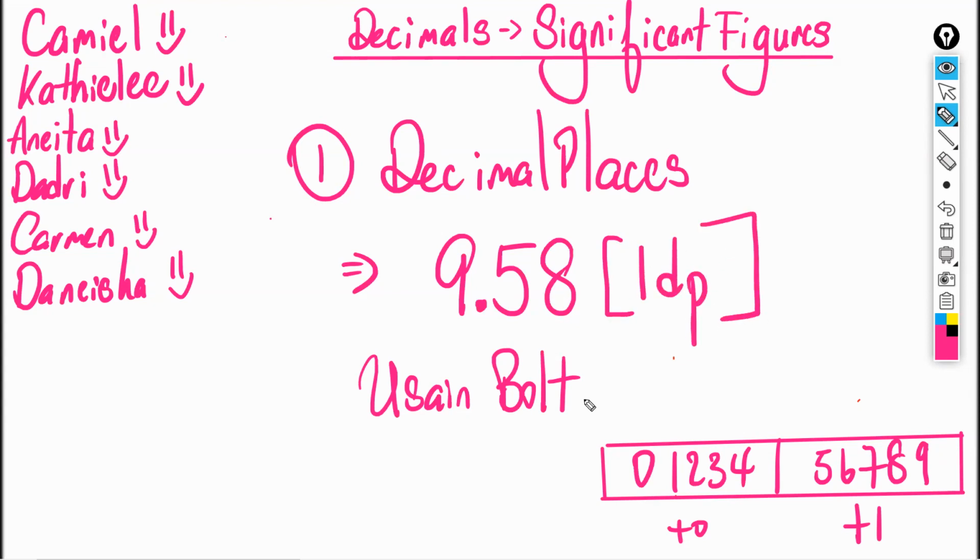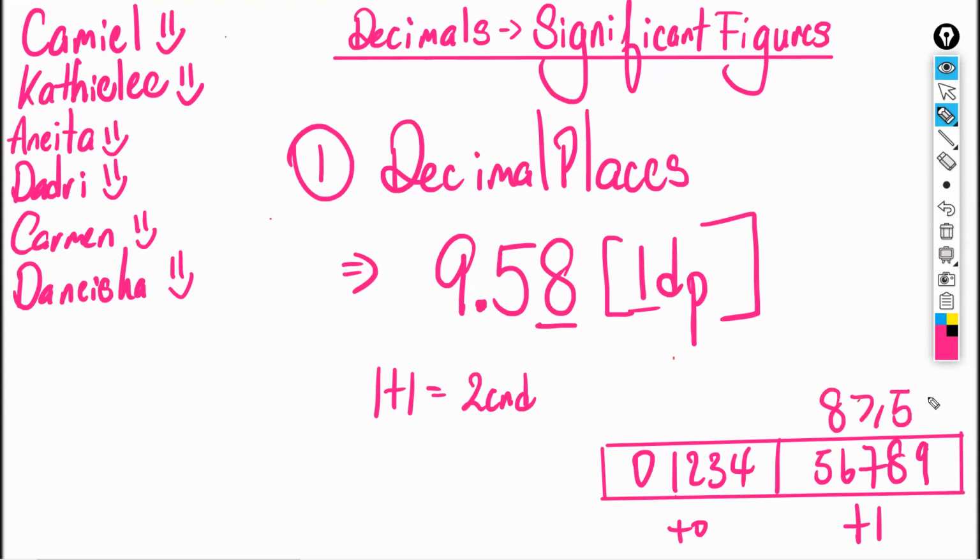This is a very good example, guys. I want to round Usain Bolt's record to 1 decimal place instead of 2. What do I do? I look at the 1 plus 1 place, which is the second place, which is the 8. Is 8 greater than or equal to 5? Yes. So because it is, we add a 1 to the number in front of it. So if we round it to 1 decimal place, Usain Bolt's record would be 9.6, right? Make sense?